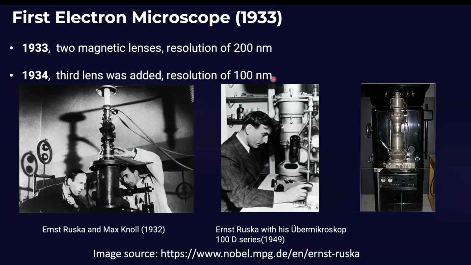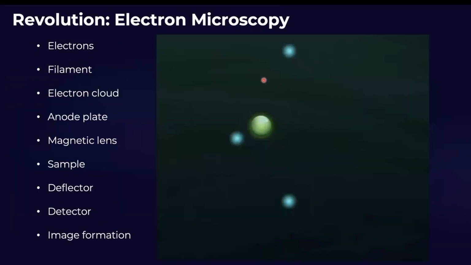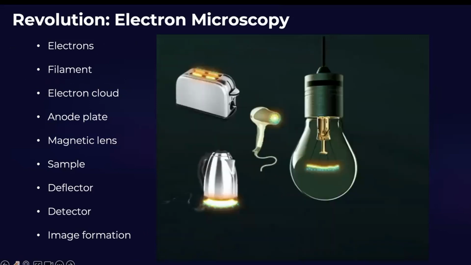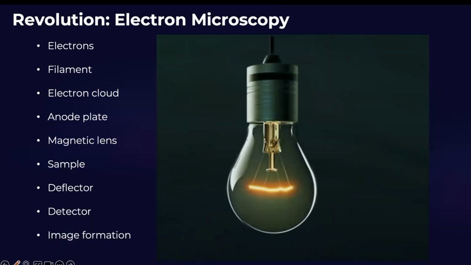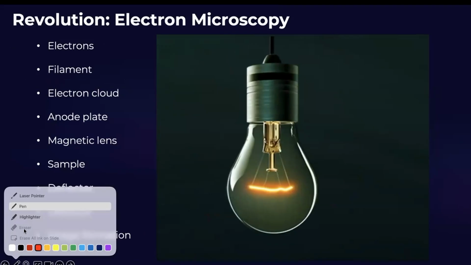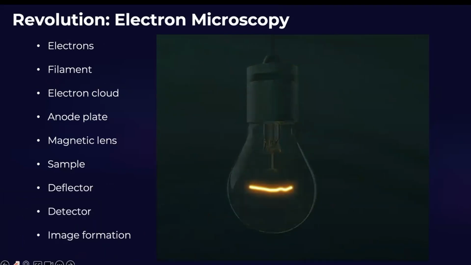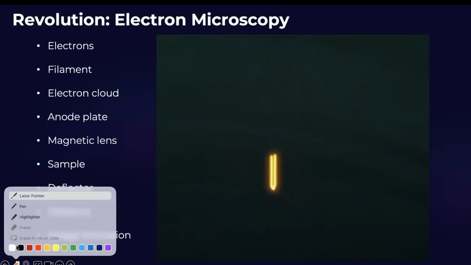Then how does this electron microscope work? What are the components? You all know the light microscope. These are the few things that are important in an electron microscope. First is electrons, filament, electron cloud, anode plate, magnetic lenses. As you all know, if you take any source and apply a high accelerating voltage, you can eject electrons. An analogy here is an electric bulb. If you increase the voltage, it will become brighter. If you decrease it, it will become dim.